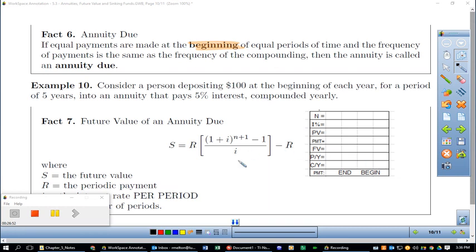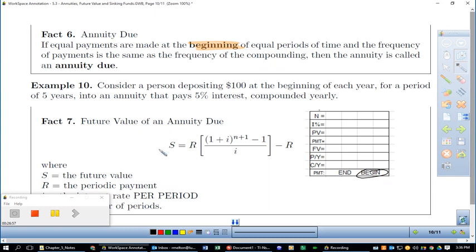So the only thing that's going to change as far as using our TVM solver is making sure to select begin instead of end. So you do have this formula. Again, be prepared to do any of this using the formula or the TVM. We're not going to deal with this a whole lot, but you should know that there's the formula right there.